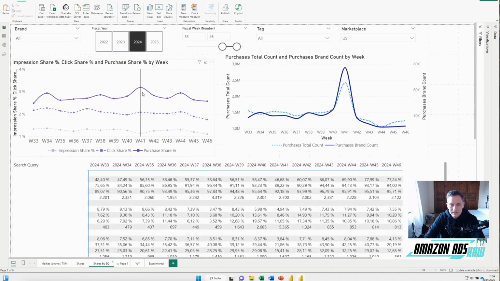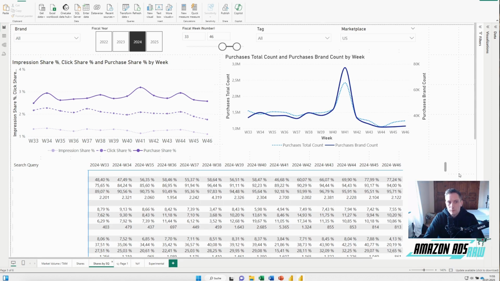You can do the same things per query. So you can build a query table that shows you per query the click share, purchase share, impression share, and brand count, brand purchase count. Look at this over time in a line chart, or look at this over time in a table by query. You can slice and dice this by a few more things. So this is all good stuff you can do once you build your own model.